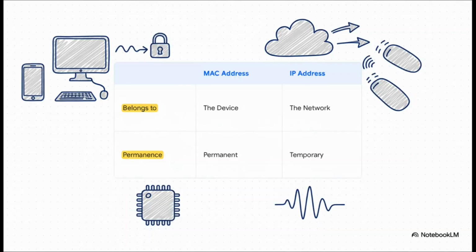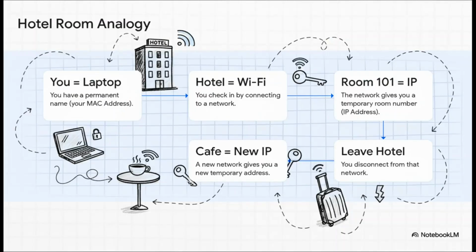So let's break that down. Remember that MAC address we mentioned? That's your device's permanent name, kind of like a serial number stamped on it at the factory. It belongs to the hardware itself. But your IP address? That's completely temporary. It doesn't belong to your device at all. It belongs to whatever network you're connected to at that moment. The absolute best way to get your head around this is the hotel room analogy.